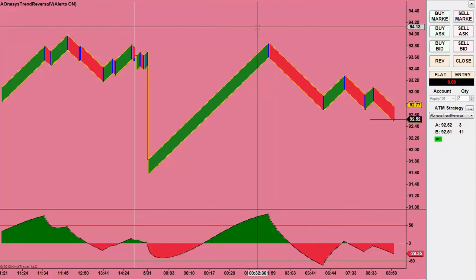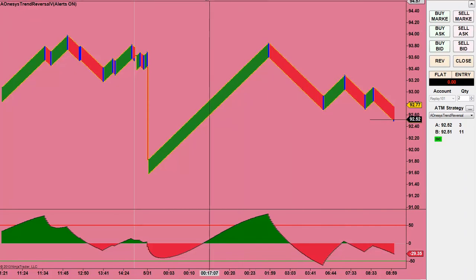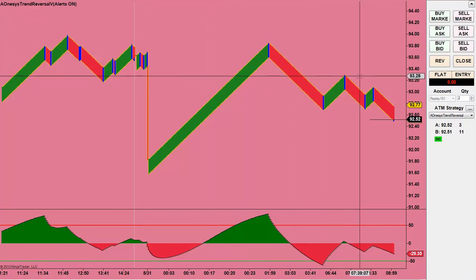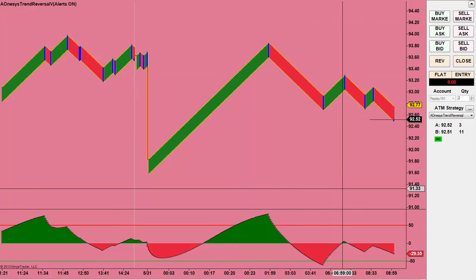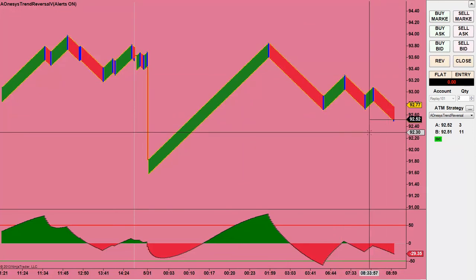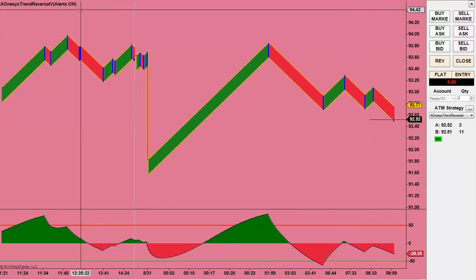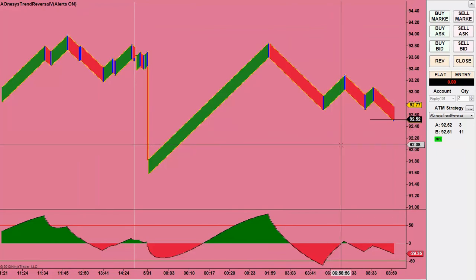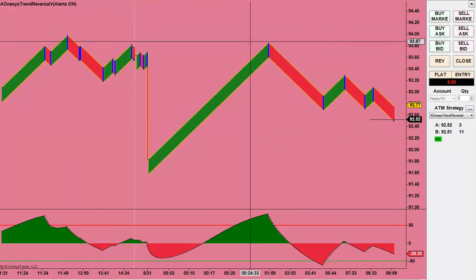And the same thing, we're going to take every divergence trade and we'll see at the end of the day what happens. So let's get started.